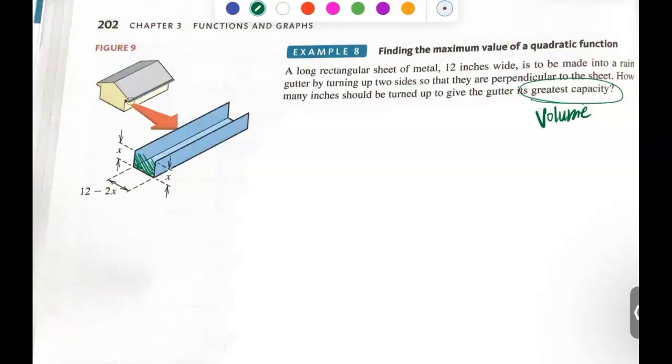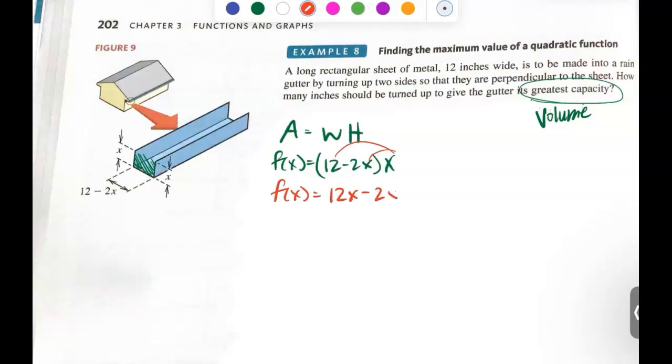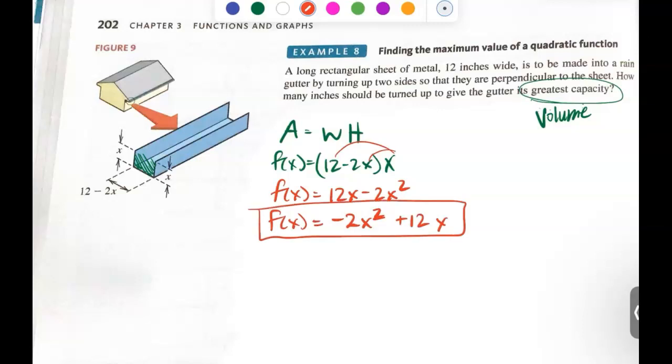So I've got the area is length times width, but really let's call it width times height in this case. So I'm going to call this f of x, and then we've got the width is 12 minus 2x, and its height is x. I'm going to distribute my x, and I notice it's a quadratic, so now I'm going to write it in descending order. So I'm going to put the x squared first, and then the 12x. So I see that I've got a quadratic.